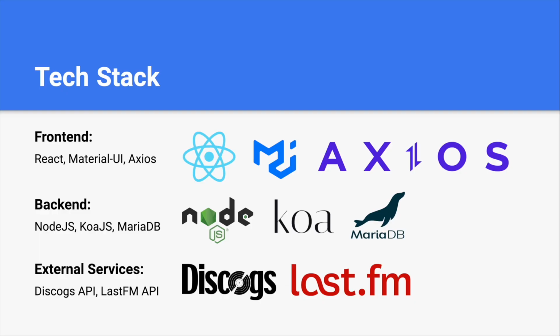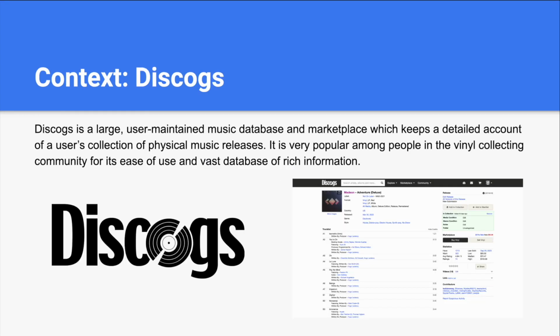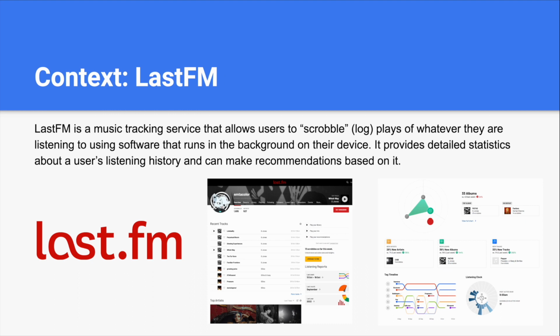To create our project, we used React, Material UI, Axios, Node.js, Koa.js, MariaDB, and the Discogs and Last.fm APIs. Discogs is a large, user-maintained music database and marketplace that keeps a detailed account of a user's collection of physical music releases. It is very popular among the vinyl collecting community for its ease of use and vast database of rich information. Last.fm is a music tracking service that allows users to scrobble or log plays of whatever they are listening to using software that runs in the background on their device.